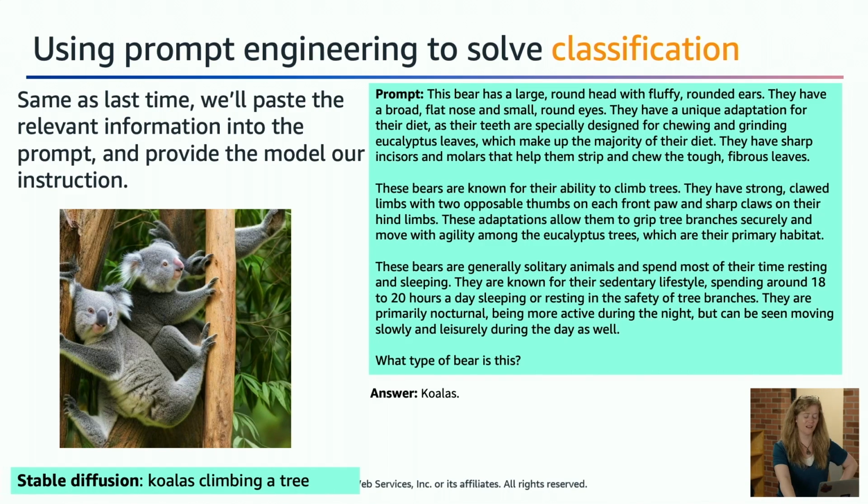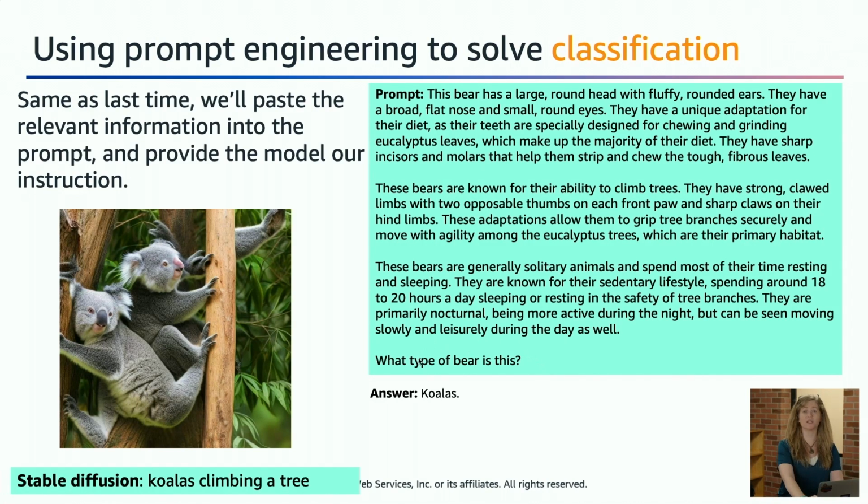All right. So now we're going to learn how to use prompt engineering to solve classification. This might sound straightforward, and it is, but let's make sure we capture this. Same as last time, we're going to take all of the relevant information from the prompt and paste that into the model. All of the information from the document that we want classified, everything that will fit in the token size of that model, paste it in, and then ask a question at the bottom.